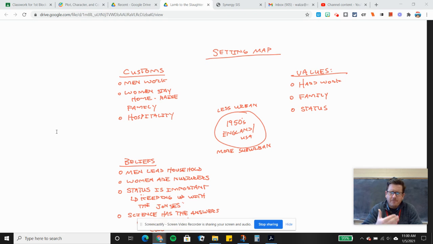So let's talk about the setting of our first story. It was written in 1953. That's when it was published, and it's set in like the 1950s in England. And we're going to also do USA here. So for this to work, what you'll need is a sheet of notebook paper or any paper, and you want to turn it landscape, like this versus that. And in the middle, write 1950s England, USA. Now that's where we're going to put the time and place of our story. So setting is time and place first and foremost.